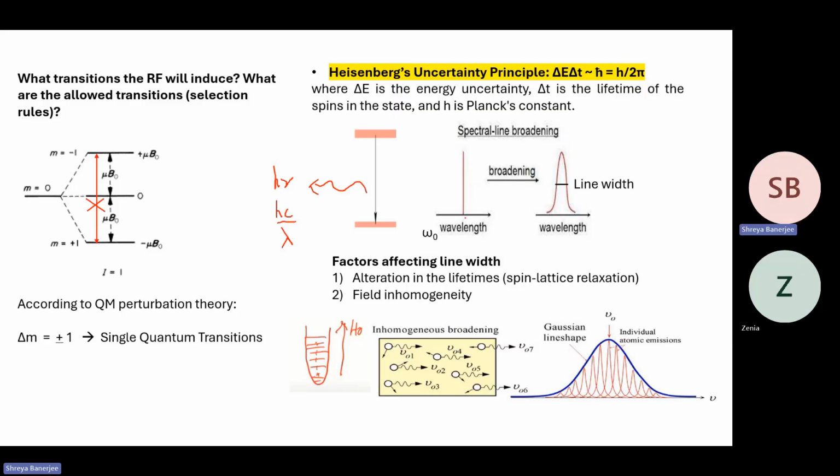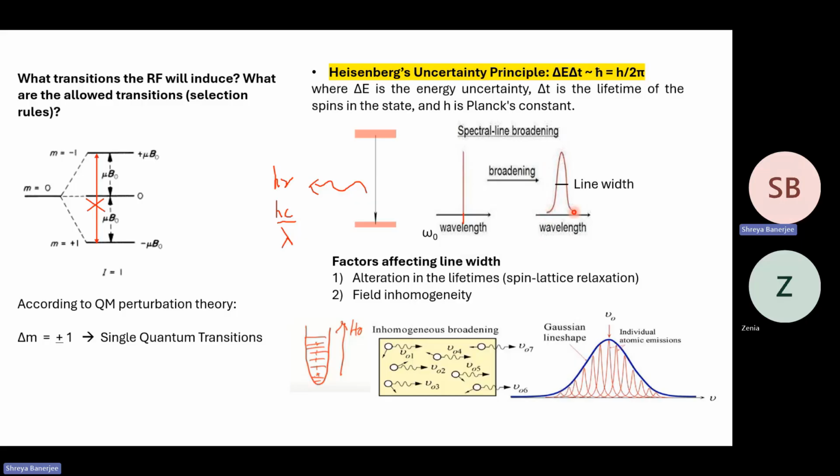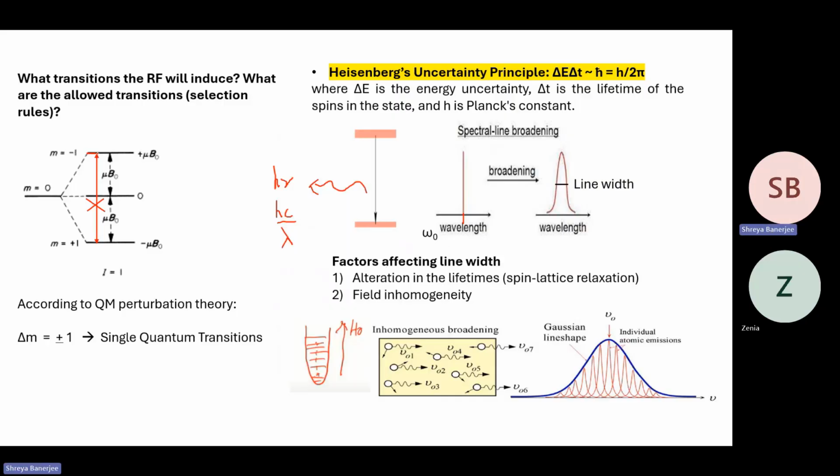So the spectra should be a single line like this at a particular wavelength. But the actual spectra seen has a certain width, which we are calling line width. So this is called spectral line broadening. And why does this happen? This is because of Heisenberg's uncertainty principle. So energy is not a single level like this, but there is a range of levels. You can see there is a range of levels.